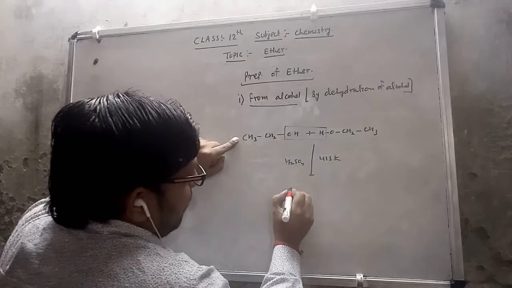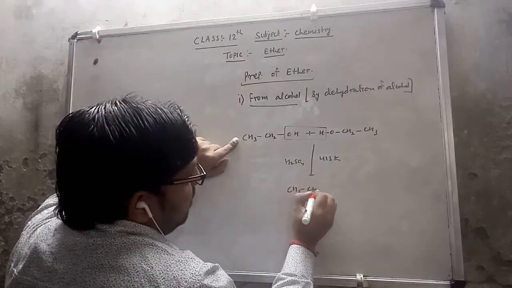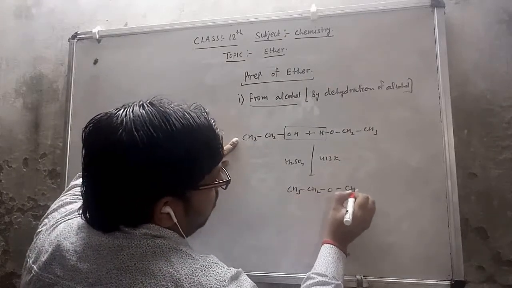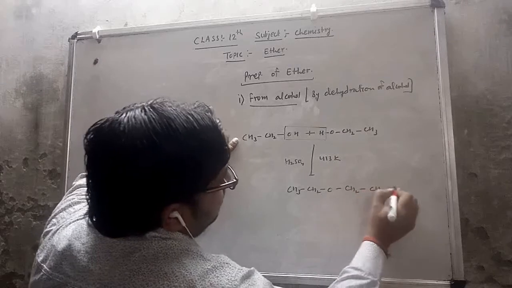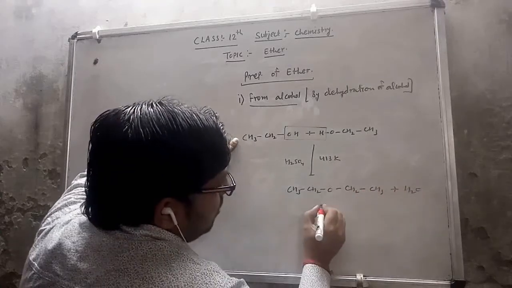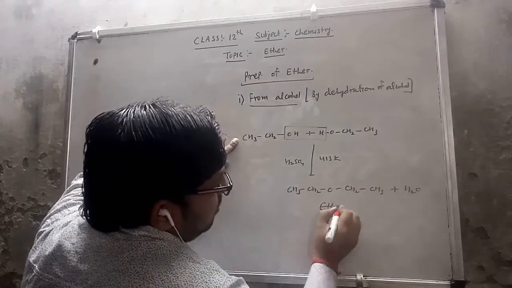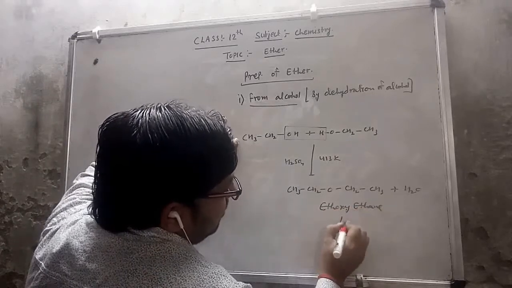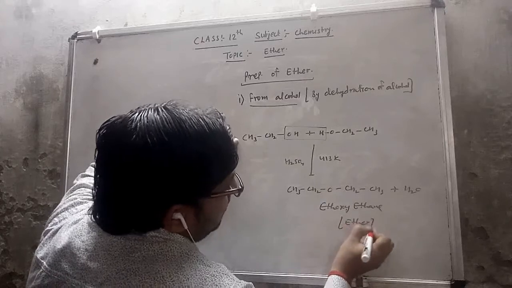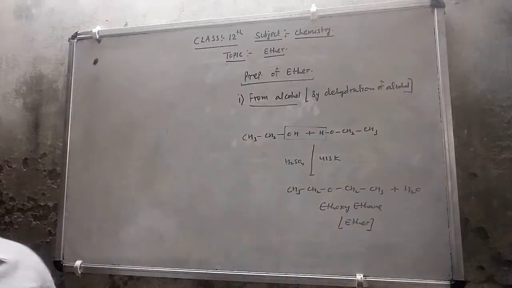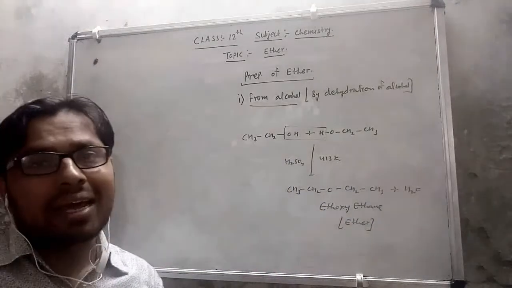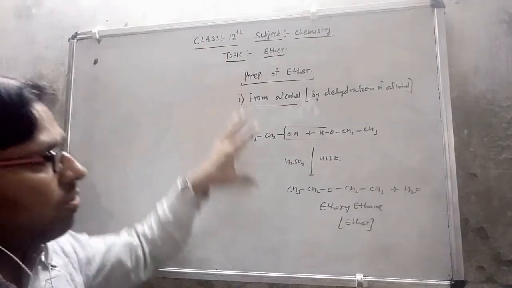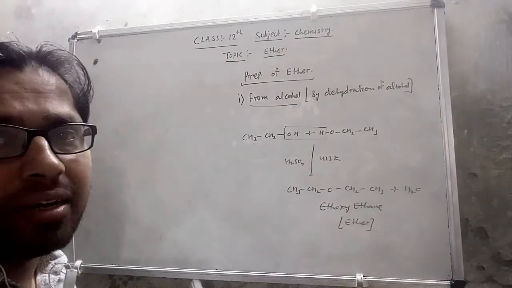Then what is left here? CH3CH2OCH2CH3 plus H2O. So this is ethoxyethane. Ethoxyethane. That means this is ether. Now I will discuss with you the mechanism of ether, how this mechanism is completed.